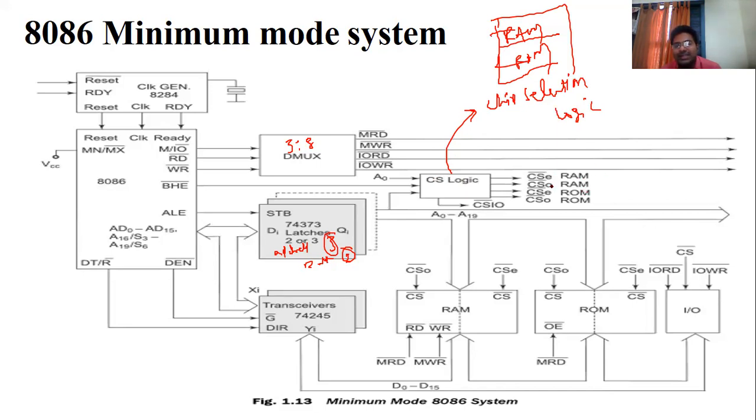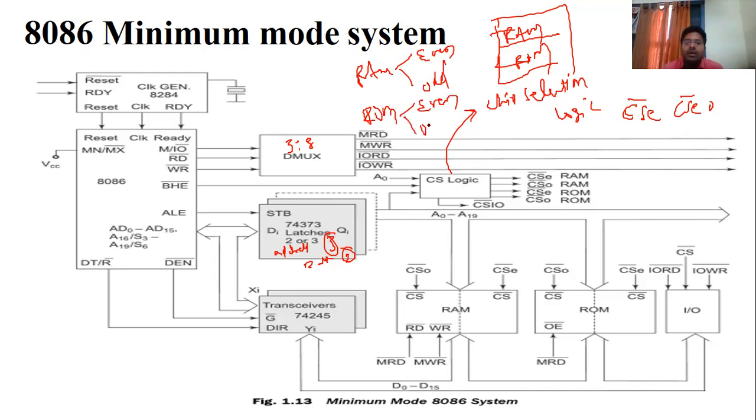So what is CSE? CSO means here again, CSE bar means this RAM is connected to the even memory, and CSO bar means odd addresses. This RAM is divided into even and odd. At the same time, ROM is connected to the even and odd addresses. Physical memory is divided into even and odd addresses. So that's why CSE means even, CSO means odd. Okay, so simply this is the CPU, and the CPU is connected to the memory.